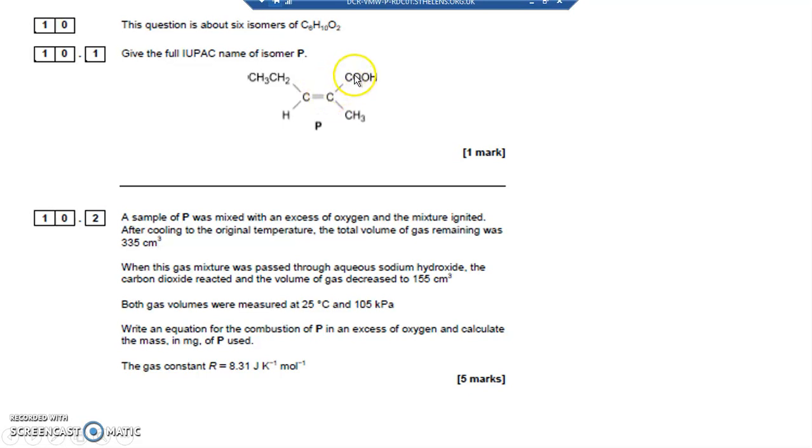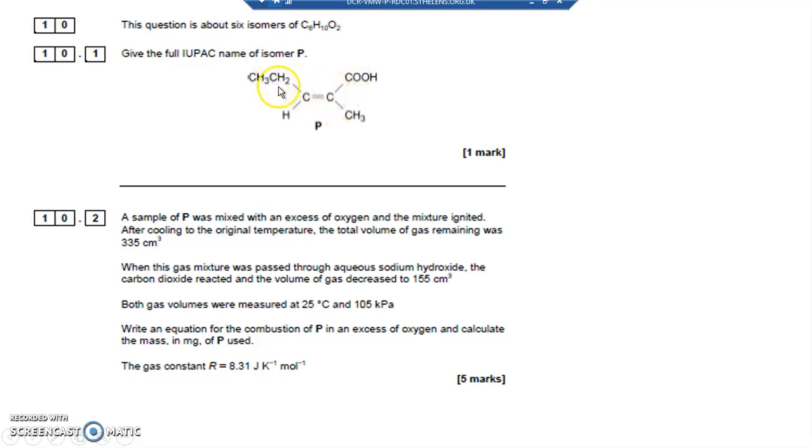If the carboxylic acid group is at number 1, then the ene bit is at carbon number 2. So pent-2-enoic acid. The ene, E-N-E, and the O, I need to drop the E. So it's pent-2-enoic acid with a methyl group at number 2 as well.